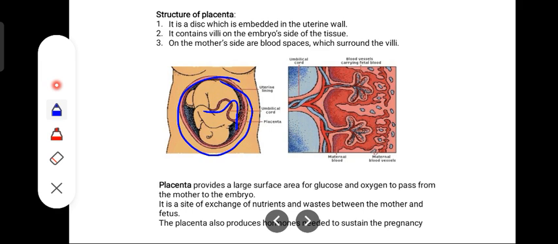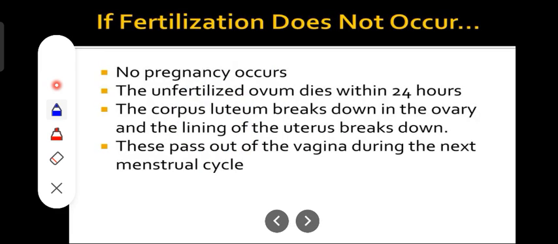The placenta also produces several hormones to maintain pregnancy that I have already told you. So these are the events that take place if the fertilization takes place. Suppose say fertilization does not occur. Again and again I am telling you children, fertilization is a matter of chance.